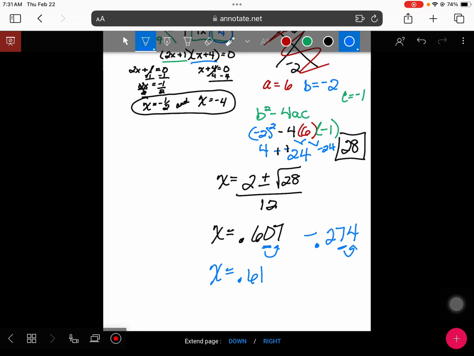5 or more is going up. If it doesn't go up, it stays the same. So this is negative 0.27. Those are your two roots. Okay? X equals 0.61 and x equals negative 0.27.